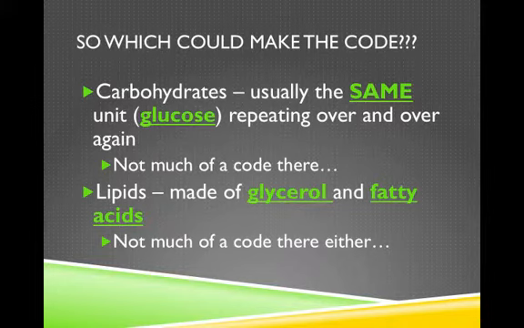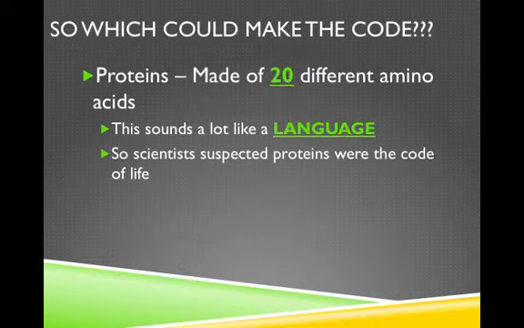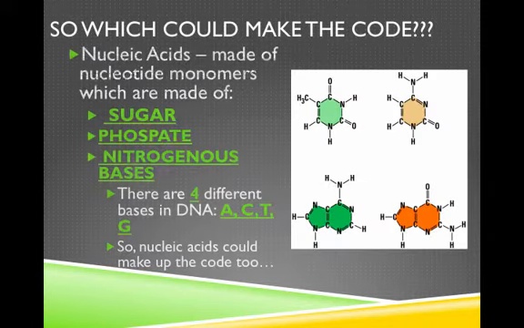Lipids are made up of glycerols and fatty acids. Again, not too much of a code. There's only two symbols or two different letters that could be used to possibly code for genetic information. When we start to talk about proteins, it starts to sound a little bit like a language. Proteins are made up of 20 different amino acids. And scientists started to suspect that proteins were the code of life. They also started to look at nucleic acids, and they know that nucleic acids are made up of nucleotide monomers, and the nucleotide monomers contain sugar, phosphate, and nitrogenous base.